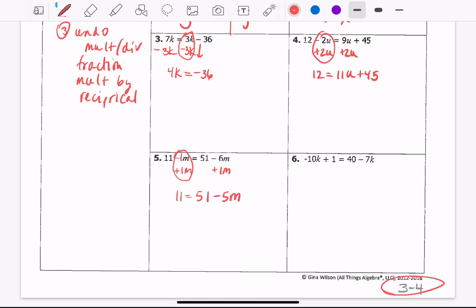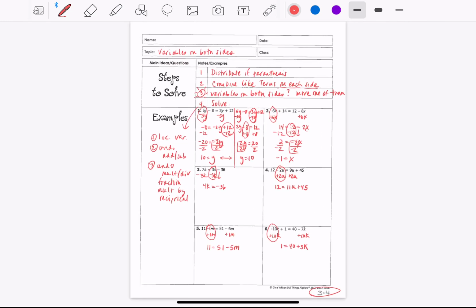Okay, last one on this page. I don't have any parentheses. I don't have any variable like terms on each side to combine, but I do have variables on both sides. I'm going to get rid of this minus 10k by adding 10k on this side, so I have to add 10k on the other side. That becomes 0. I bring my positive 1 down as 1 equals 40. And then I have a negative 7k and a positive 10k. So that gives me a positive 3k to solve, and that's going to be your job.